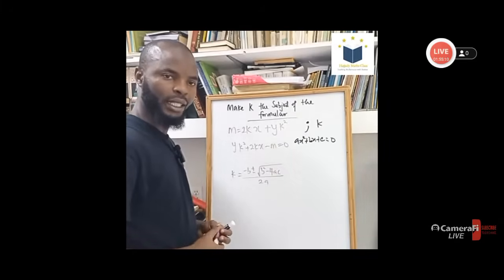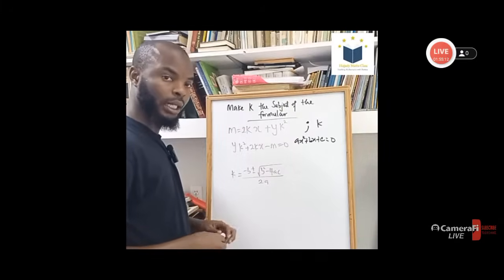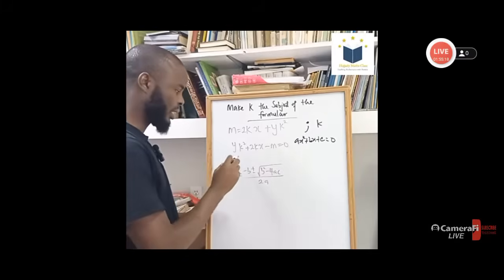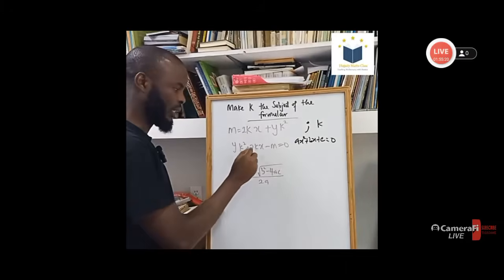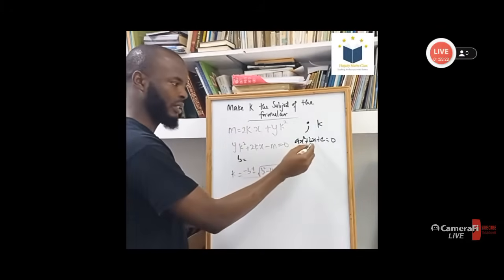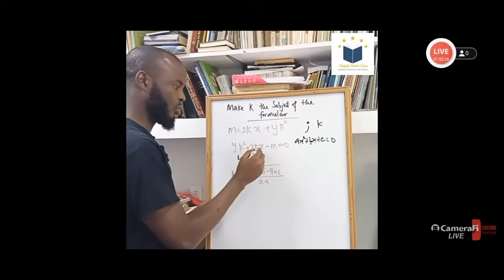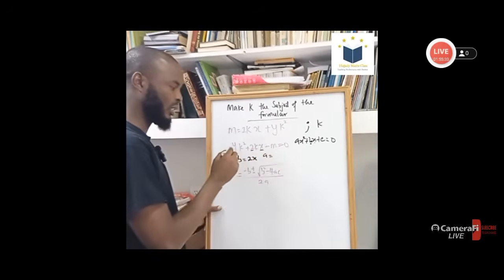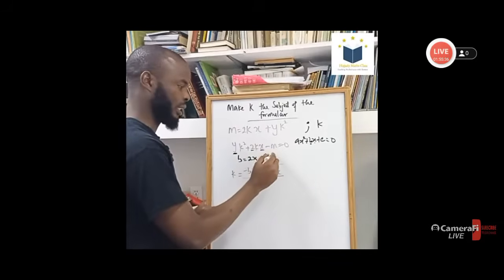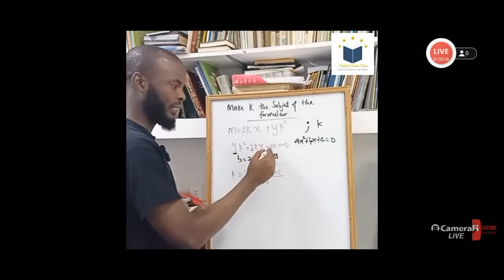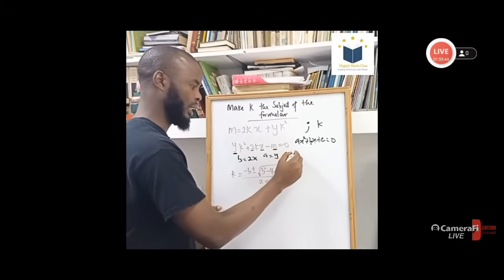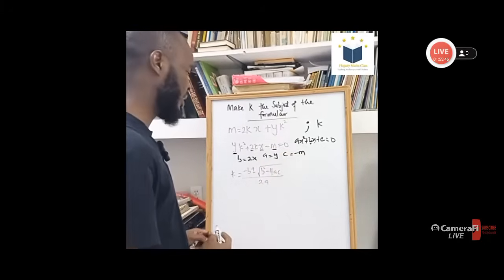Before we proceed using this, there's a need for us to declare what our a is, the value of b, and also the value of c. Our b is the coefficient of k, which here is 2x. So a is the coefficient of k squared, which is y. And my c is the constant term, which is negative m. Don't forget the sign.